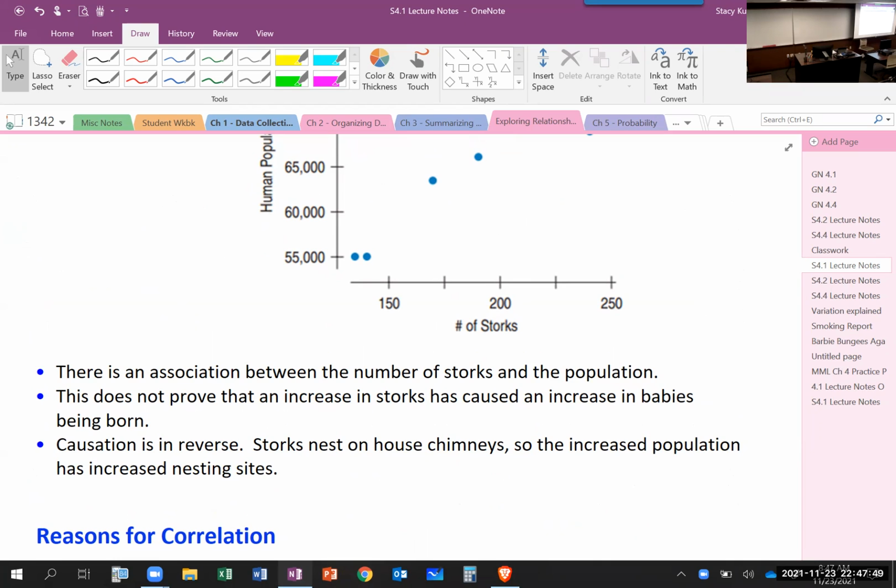Here, this was a study that was done, and they found that the reverse was actually happening, all right? That storks were nesting on house chimneys, so the increase in population was actually causing the increase in storks. Okay, not more storks bringing more babies.